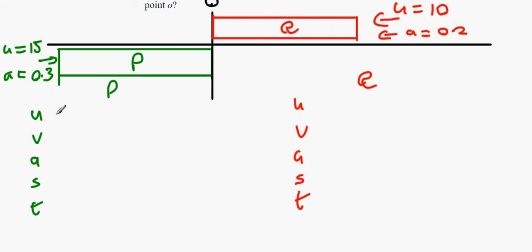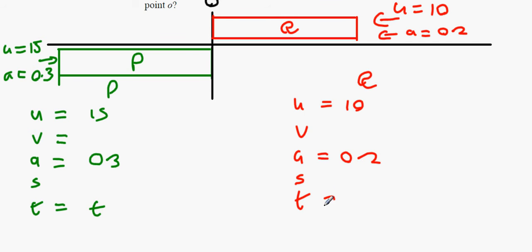So for P, U equals 15, V we don't know, A is 0.3, T equals time, S we don't know really at this point in time. For Q, we know U is going to be 10, acceleration is going to be 0.2, t equals t. Now, we only really know two variables for sure, and the rest we don't know. So we're going to need some extra information from the question. But the first part of this question just wants us to find the distances of the trains in terms of t, so we can do the first part quite easily, without any additional thinking.